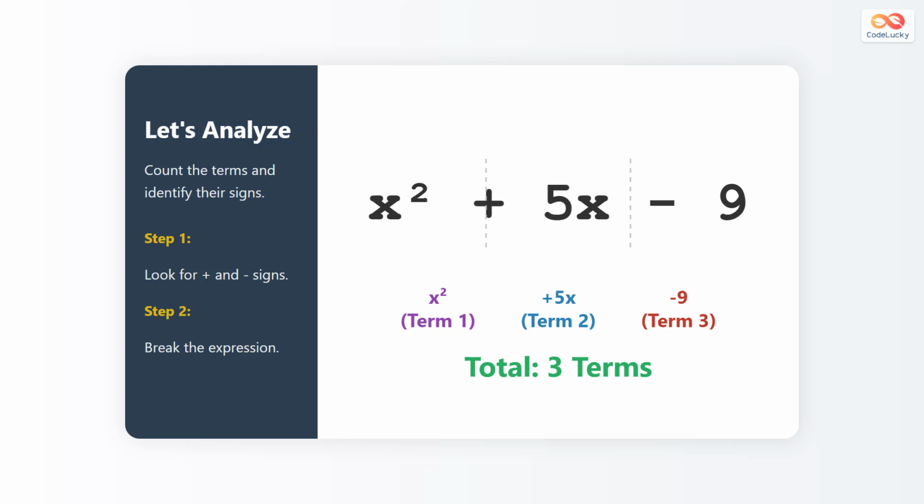Let's practice counting. Look at this expression, x squared plus 5x minus 9. If we draw lines at the plus and minus signs, we can clearly see three distinct parts. x squared, positive 5x, and negative 9. So there are three terms in total.